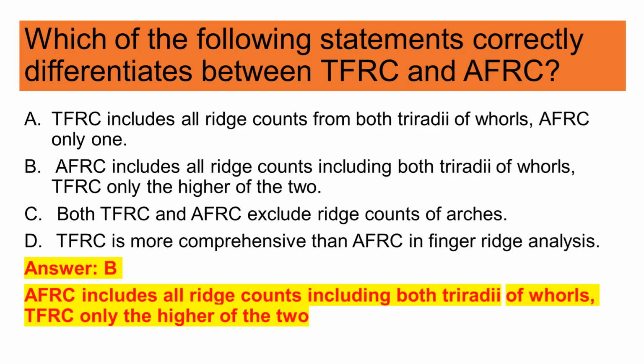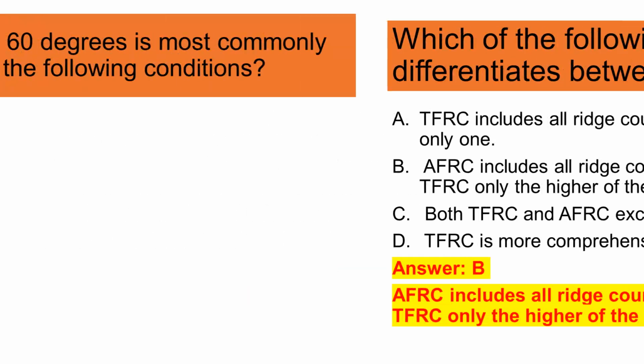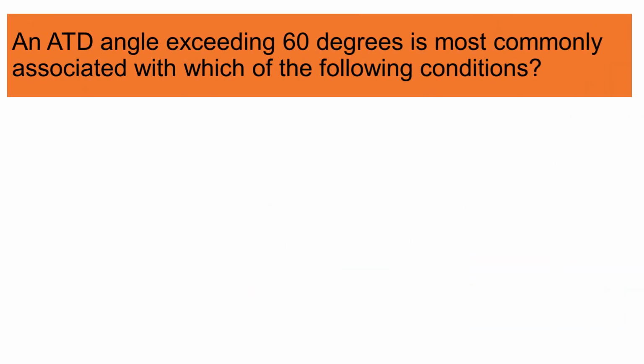Explanation: TFRC considers only the higher ridge count from whorls. AFRC adds both ridge counts from each triradius, making it more detailed. Arches have no ridge count in both.